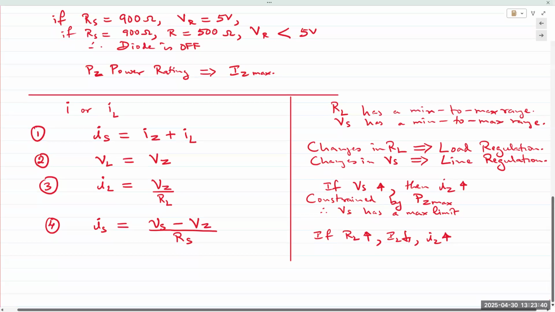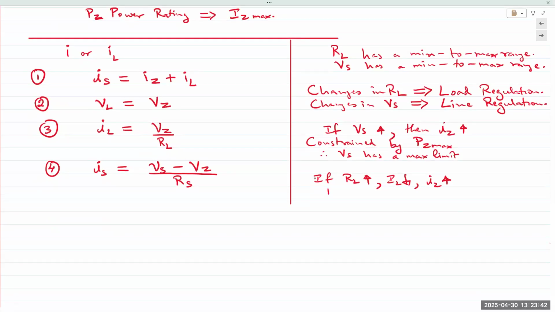Okay. So again, the max value of RL is constrained by PZ max, the power dissipation rating of the Zener diode. Make sense? All right, let's take a pause. Let me know if you have any questions.